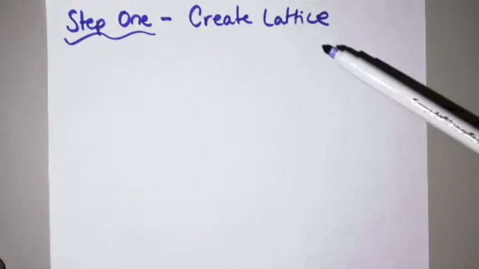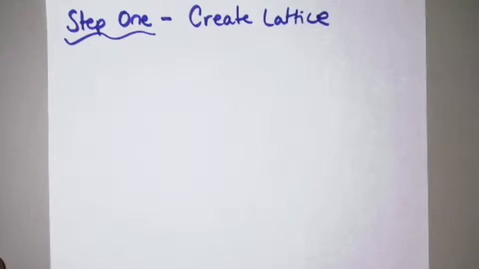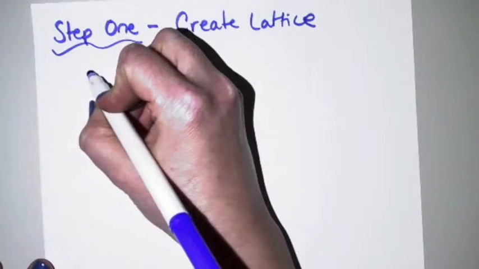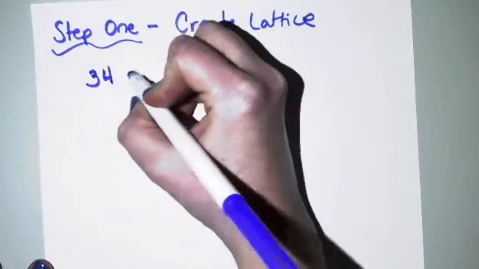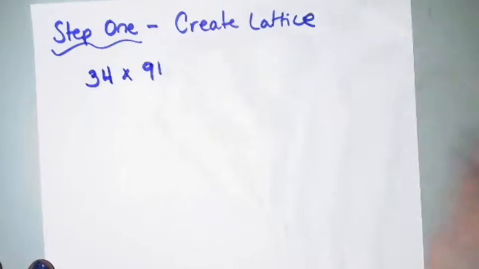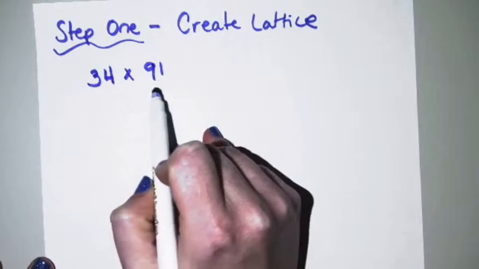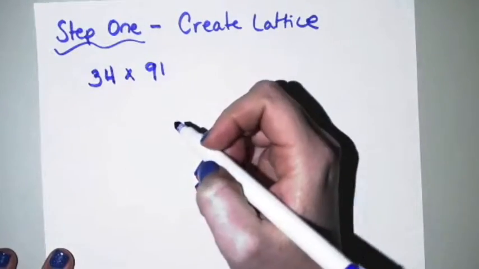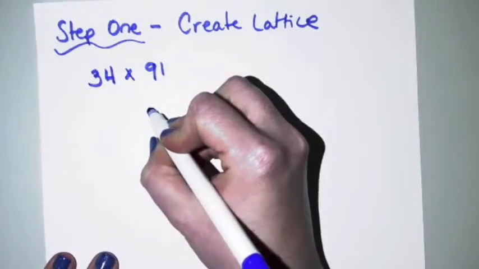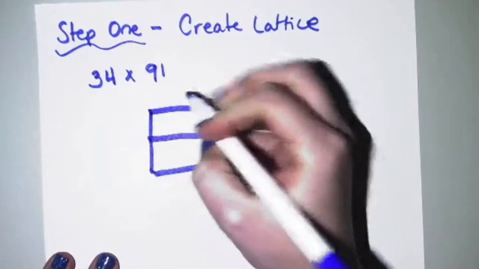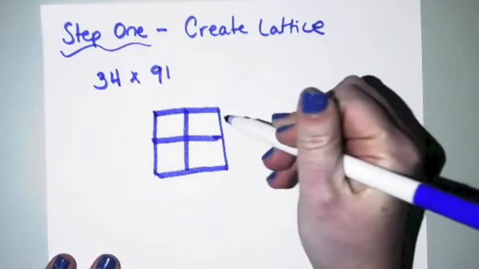So when you're using the lattice method, the first thing you need to do, step one, is to create your lattice. It's kind of like a box looking thing. So we have our problem, like let's say we have the problem 34 times 91. For this particular problem, you can see I have 2 digits in this number and 2 digits in this number. So if I have 2 digits times 2 digits, what I'm going to need to do to create my lattice is I'm going to need to have 2 boxes on the top and 2 boxes on the side.